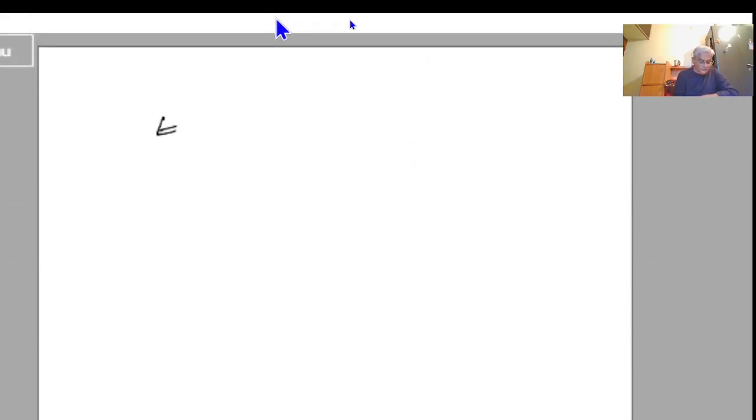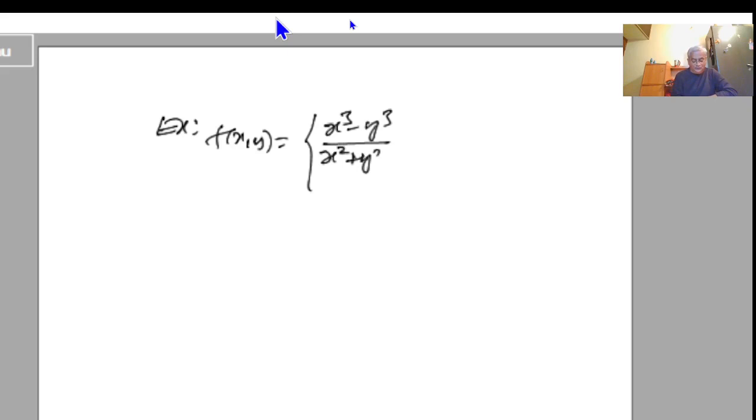Next we go for another example. One more example. f of x comma y is defined as x cube minus y cube divided by x square plus y square when x comma y is not equal to 0, 0, and its value is equal to 0 at the origin, x comma y equal to 0, 0.